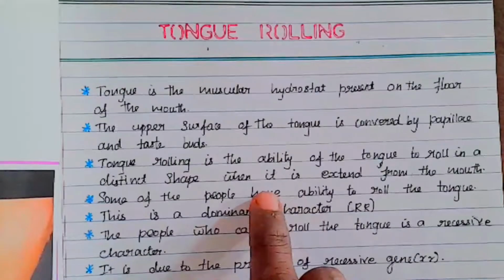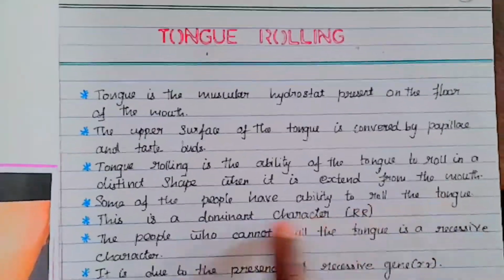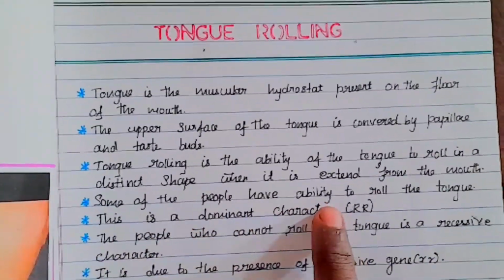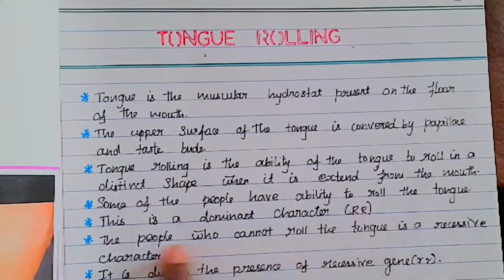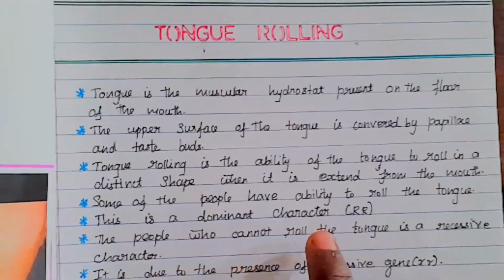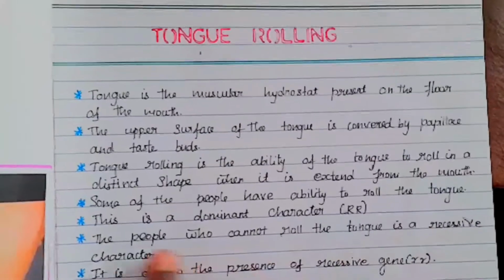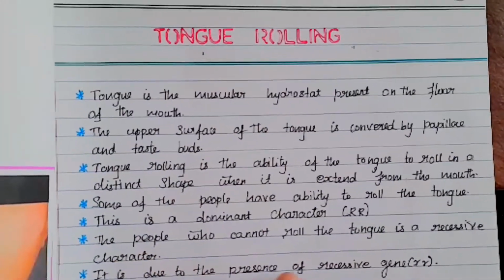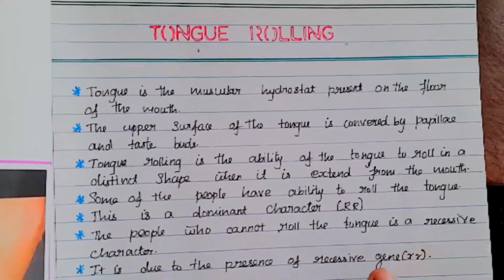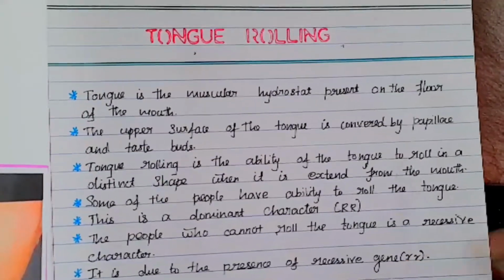Some people have the ability to roll the tongue. This is a dominant character, capital R. People who cannot roll the tongue have a recessive character. It is due to the presence of the recessive gene, small r.